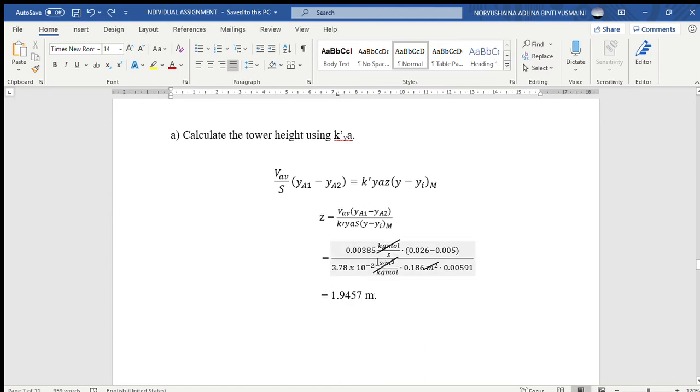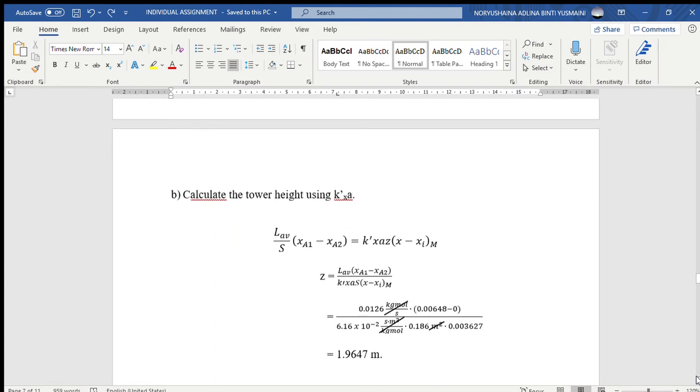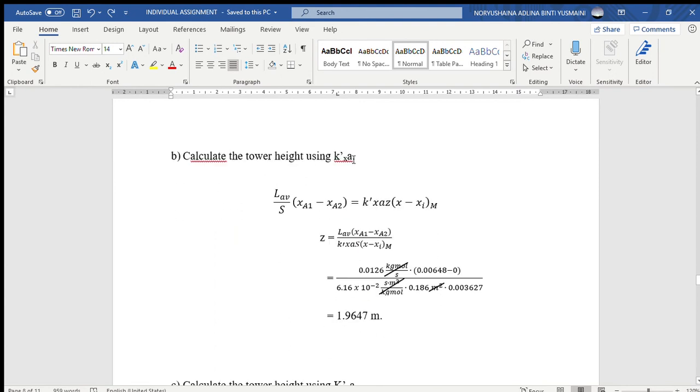1.9457 meter. How I get the meter value is I cancel out all the units that are the same, and here is the second meter cube, while the cross-sectional area, represented by S, is 0.186 meter square. So here still left a single meter unit. That is why the tower height is in unit meter.